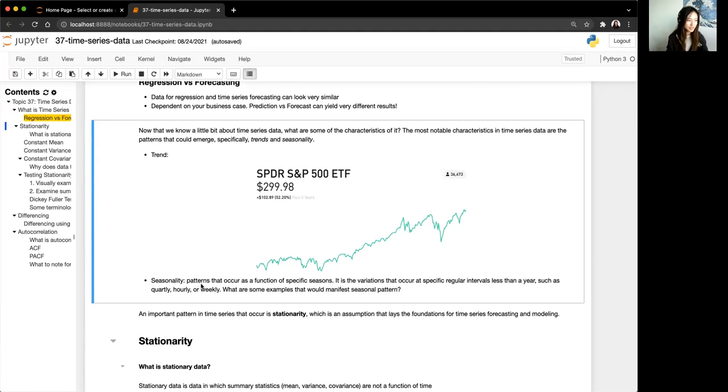Seasonality as well. So seasonality is patterns that occur as a function of specific seasons. For example, if I were to look at maybe amount spent on traveling as a time series, you might see this peak during the holiday seasons, like Thanksgiving, Christmas, and then kind of hit a slump in the non-peak seasons like April. And this might be something that is consistent. So that is a seasonality that you want to take note of.